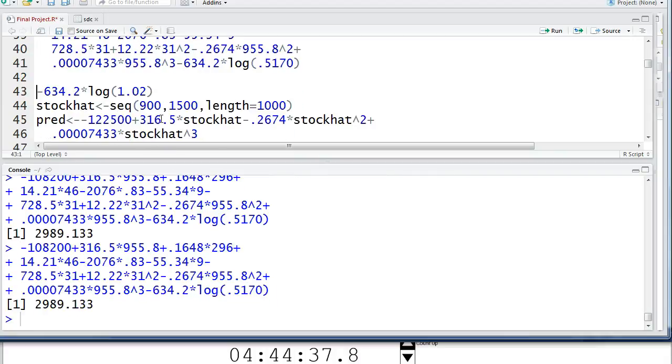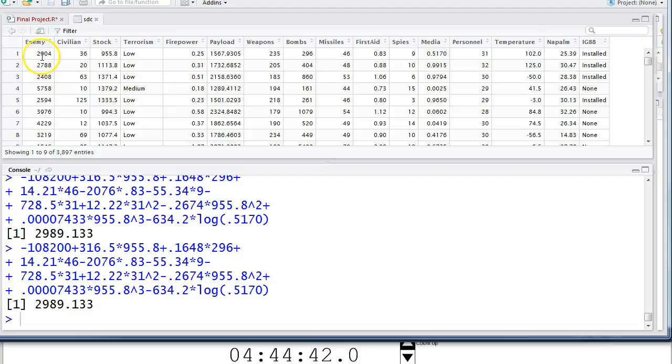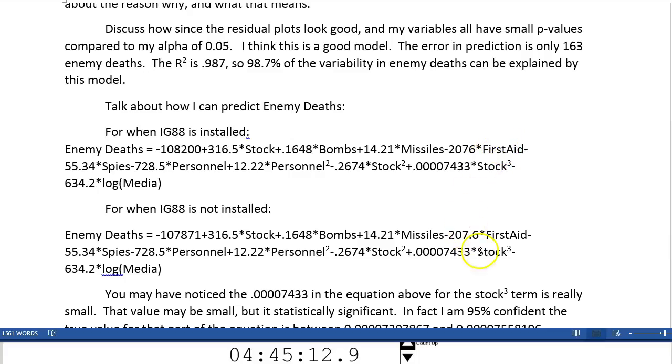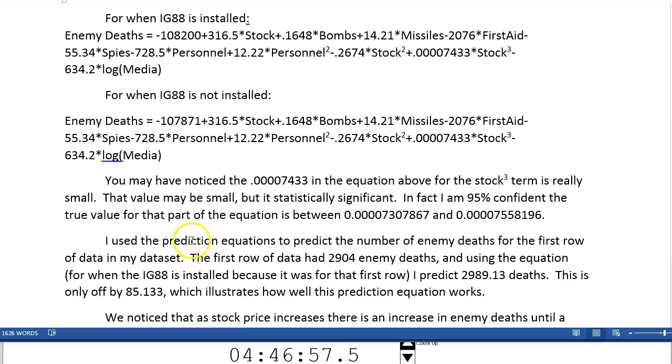And when I ran it, after fixing that, 2989, which is awful close to the 2904. How close? 2989 minus 2904. I'm only off by 85. That's great. I feel happy about that. Not only that, but now I can fix those, and I now have great confidence that these equations are actually right. So now I'm going to talk about how I made a prediction.